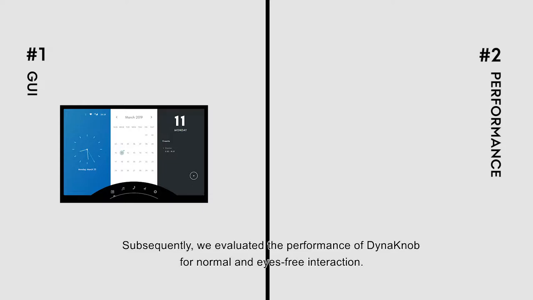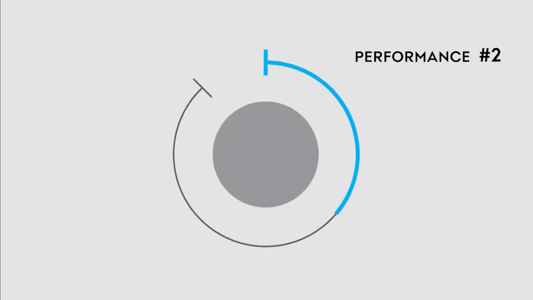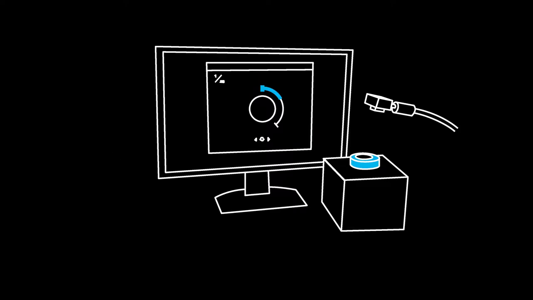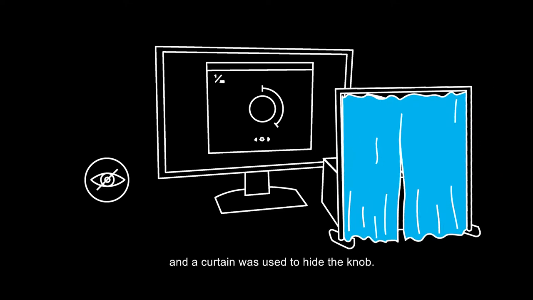Subsequently, we evaluated the performance of DynaKnob for normal and eyes-free interaction. For conditions with visual feedback, the rotation of the knob was displayed on the screen. For non-visual conditions, no feedback was provided on the screen, and a curtain was used to hide the knob.